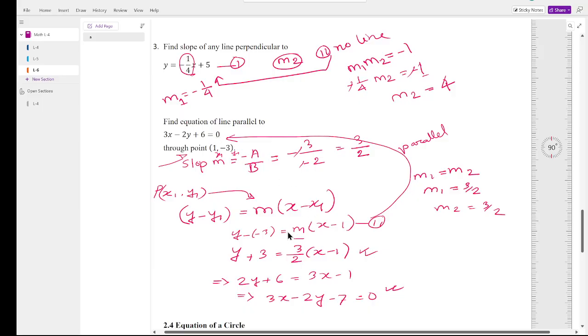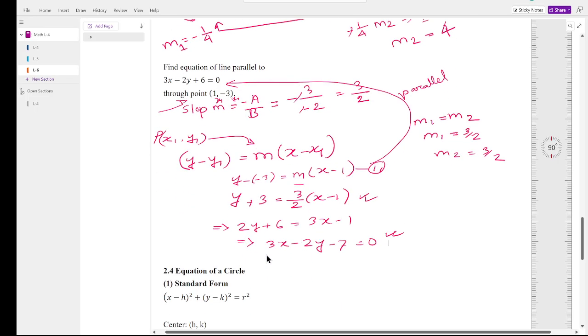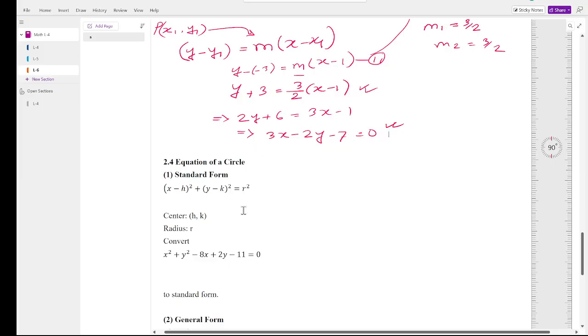Because they said that this line is parallel with this line. So for parallel, the two slopes are the same. So m1 equals m2. This means m1 is 3 by 2, so m2 equals 3 by 2. And we put it here and we find the equation. Now we move to the next part, about the circle.